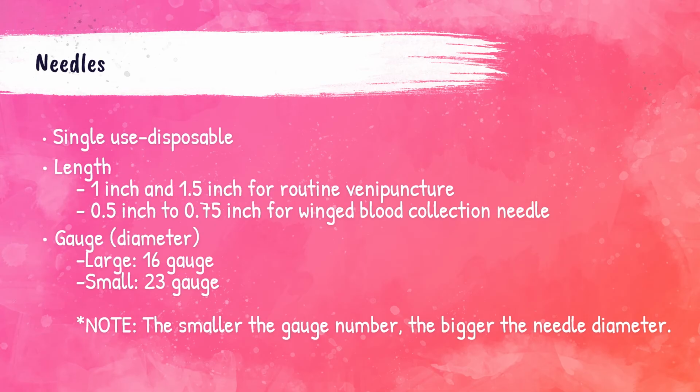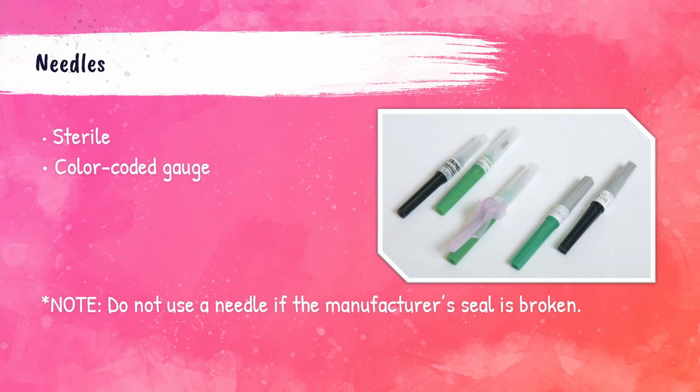Now, the smaller the gauge number, the bigger the needle diameter is. So a 16 gauge needle is very large and is used for blood collection procedures for blood donation. And 23 gauge needles are small. So we can be using these for patients that have small, fragile veins. So again, needles are sterile. So this means it has been treated either with chemicals or heat to destroy all organisms on it. Since needles are used to puncture the skin, it's critical that they remain sterile to prevent the spread of infection into the patient.